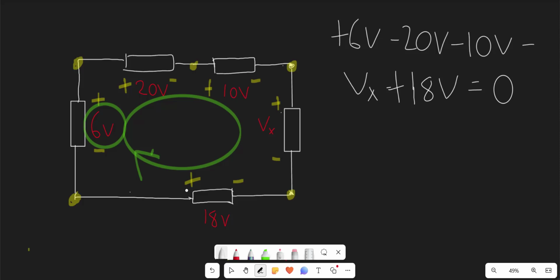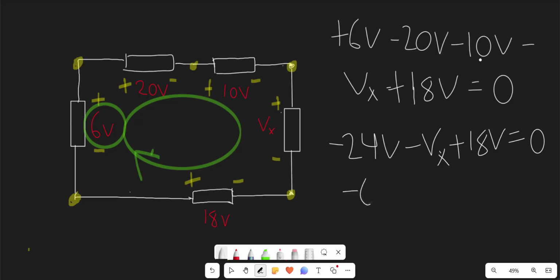So now we just do mental math again. 6 minus 20 is negative 14. Minus 10 is negative 24. So we currently have negative 24 volts minus Vx plus 18. So to clean things up, this is going to give us negative 6 volts minus Vx is equal to 0. So therefore, negative 6 volts is our voltage value for Vx.